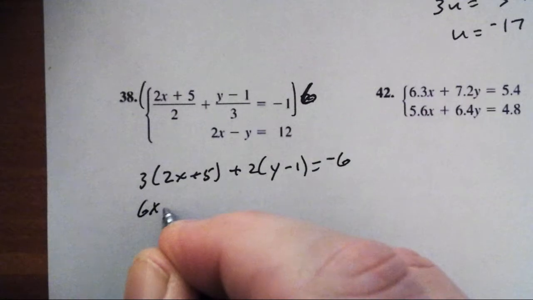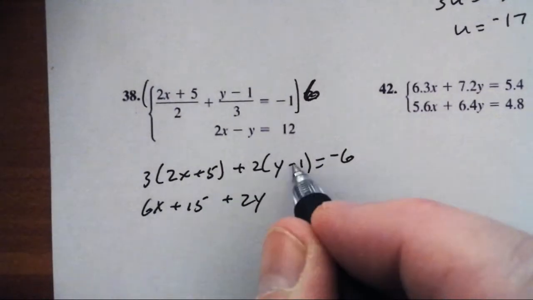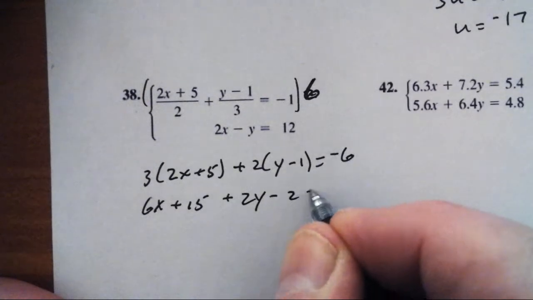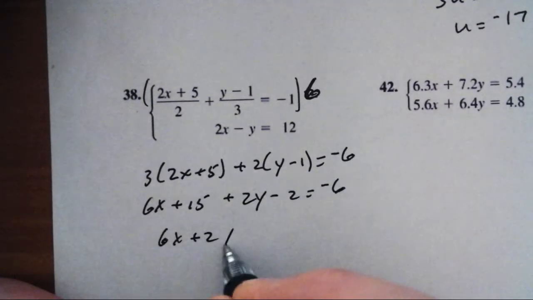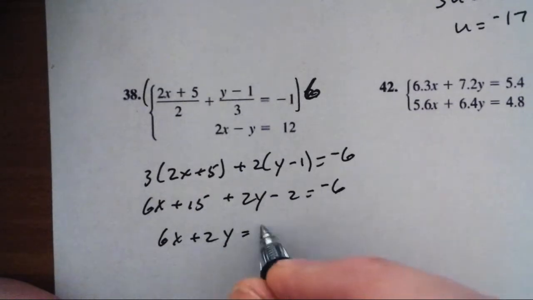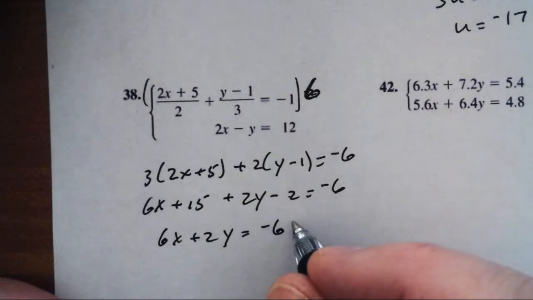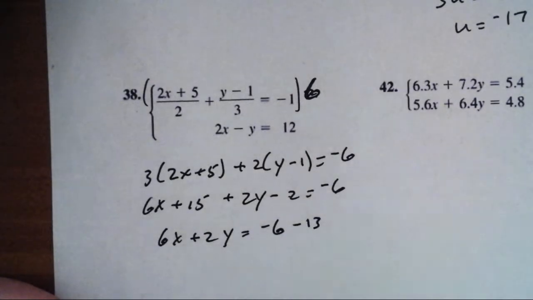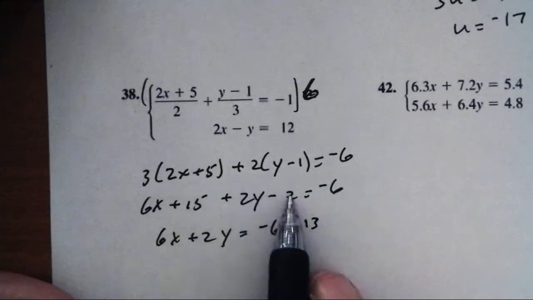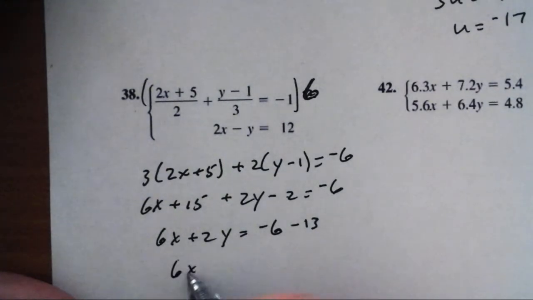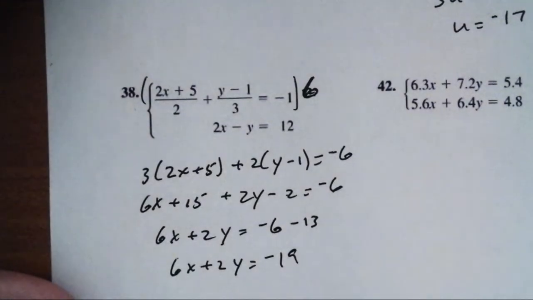Distribute. 6x plus 15 plus 2y minus 2 times 1, 2. I get 6x plus 2y equals negative 6. Let's see, I'd have a plus 13 here, so I get a minus 13 over there. Right? I'd get a plus 13, so minus 13. So 6x plus 2y equals negative 19.